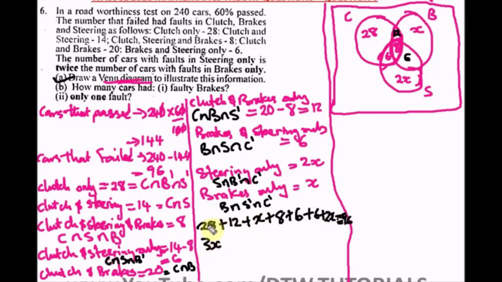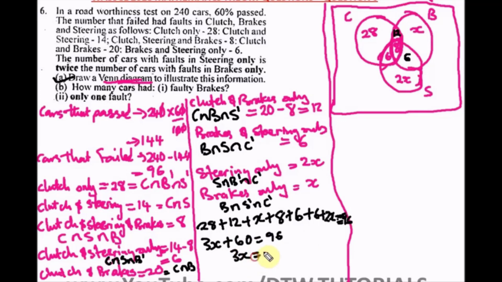Is that not it? And if we add all the other numbers, we have 28 plus 12, which will give us 40, and we have this 8 plus 6, which is 14, plus 40 will give us 54, plus 6 will give us 60. So we have plus 60 equal to 96. From here we can take 60 to the other side.